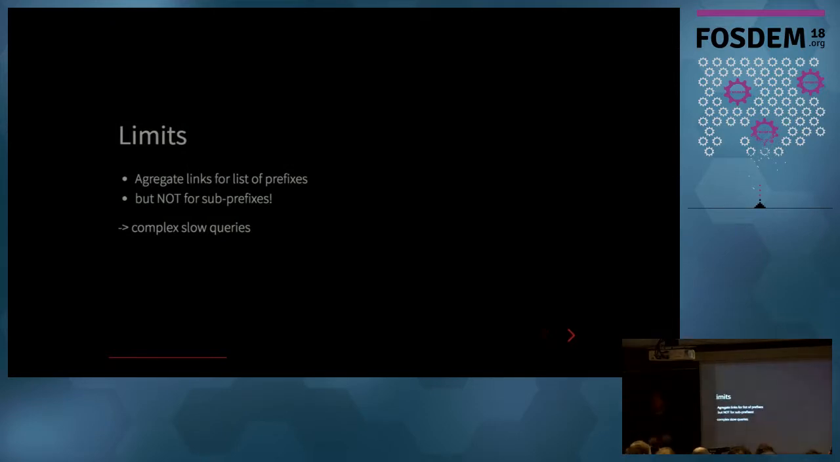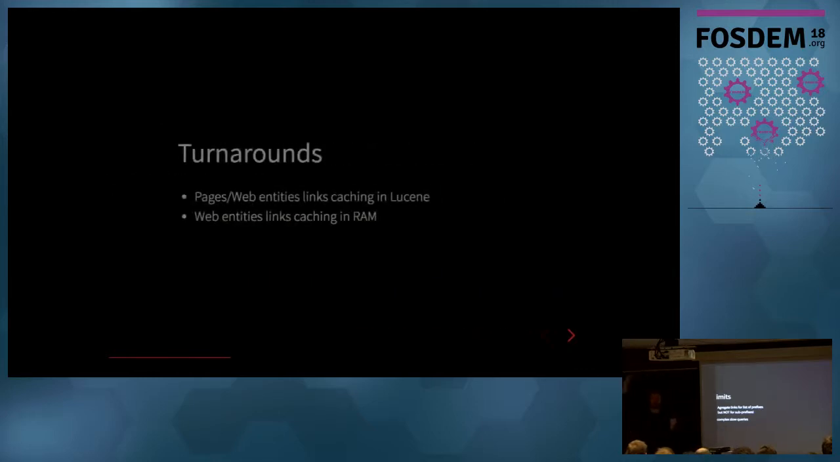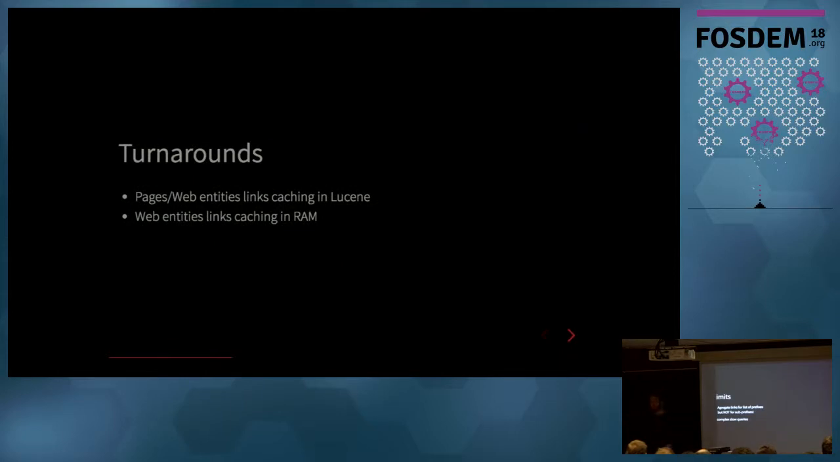So this creates another limit: querying with Lucene becomes a lot more complex and a lot slower, because as soon as you have sub-web entities and sub-prefixes, you need to add NOT clauses to your queries to say, I want to follow this prefix, but not all of those before, or not all of those behind.